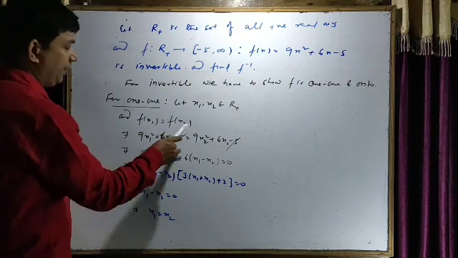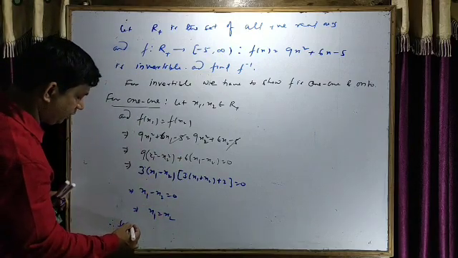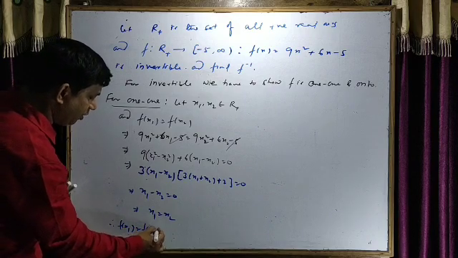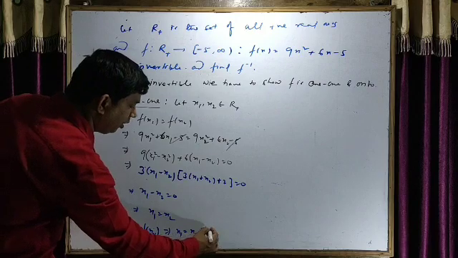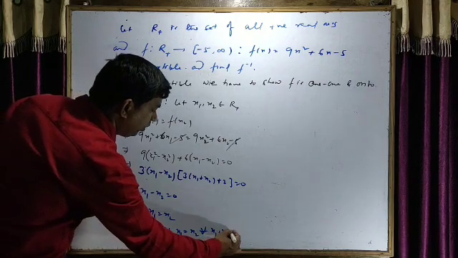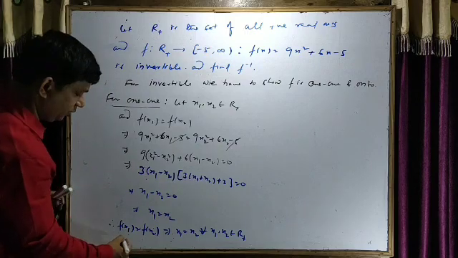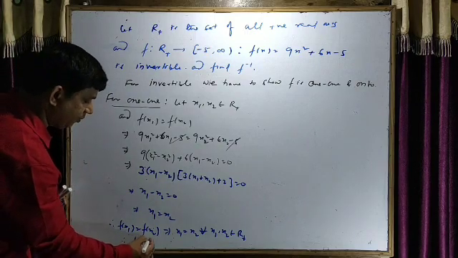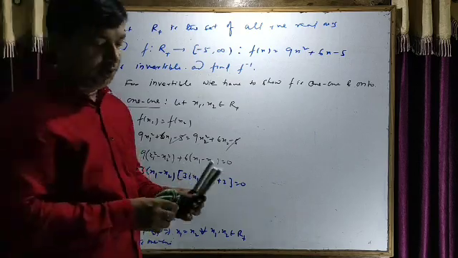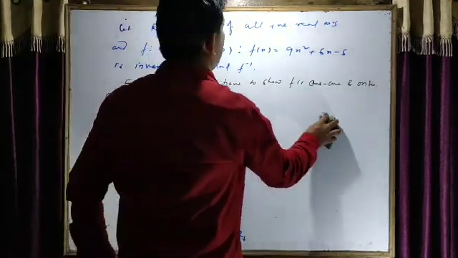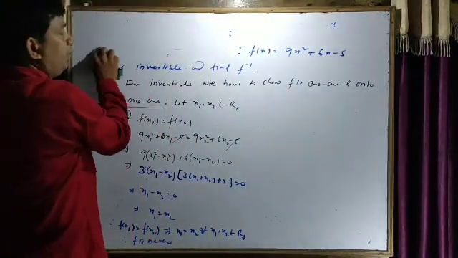So f of x1 equals f of x2 implies x1 equals x2 for all x1, x2 belonging to R plus. So this is 1-1, therefore f is 1-1. Next point, we have to prove it is onto.